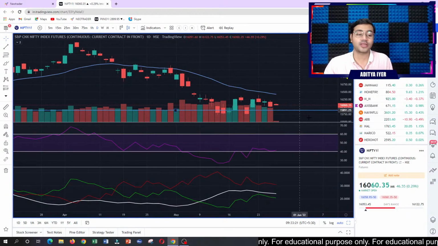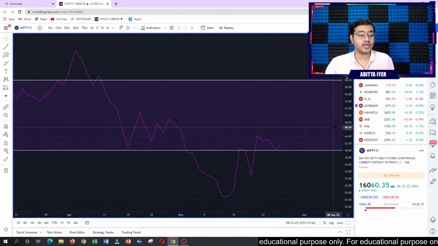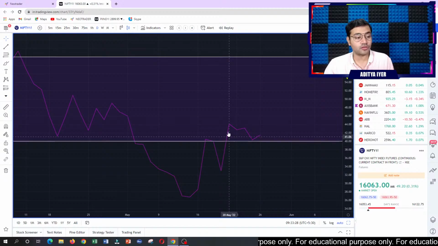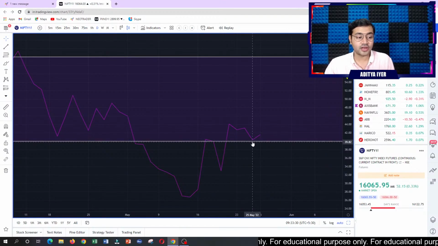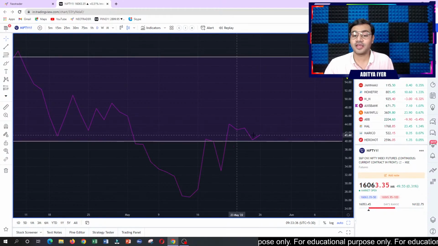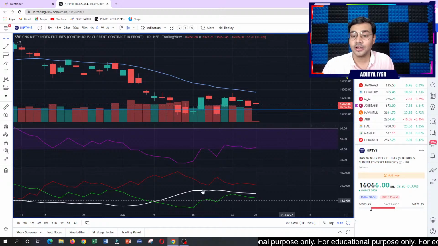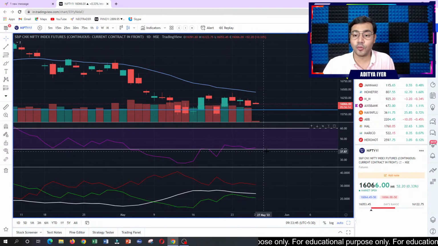But one good thing that I'm seeing is in the RSI. I saw that from oversold, it came up. It has taken support at 40 and it is moving ahead. So this particular pattern in the RSI is a little encouraging for the Nifty and the market, but overall the trend needs to do much more for us to see an uptick.